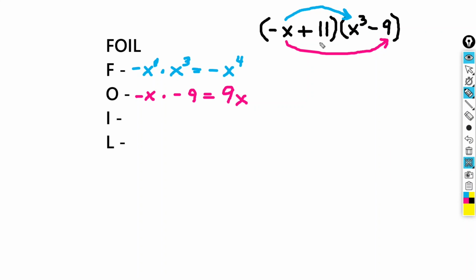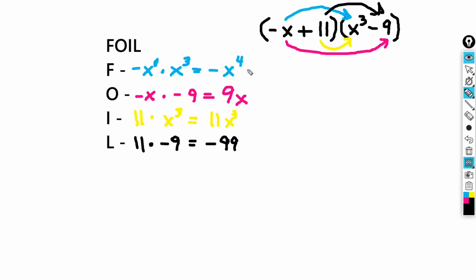After that, we're going to do the inner term, so we'll do 11 times x cubed. That's going to give us 11x cubed. Okay, and then finally we'll do the last term, so we'll do 11 times negative 9. And that's going to give us negative 99.